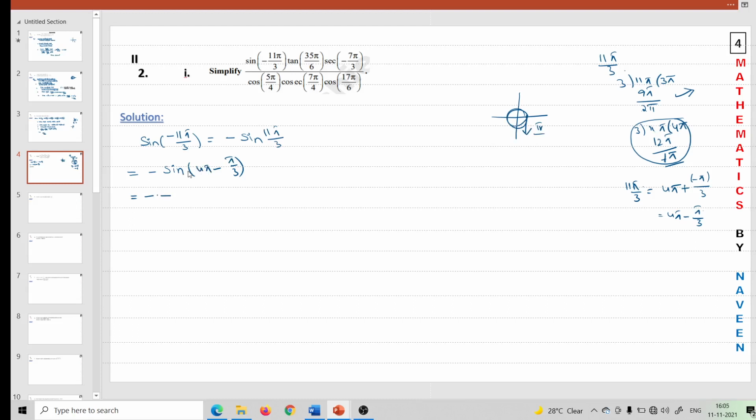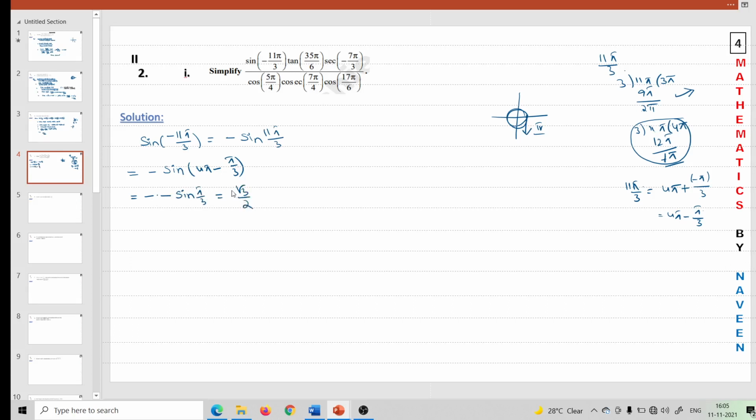8 is an even number. There is no change in trigonometric ratio, as it is sin. Pi by 3 remaining. So minus into minus plus sin pi by 3 value. What is sin 60 value? It is root 3 by 2. So this one is the first value.